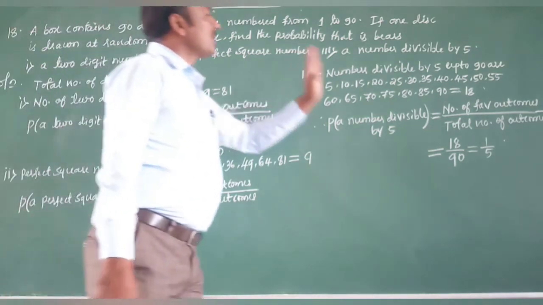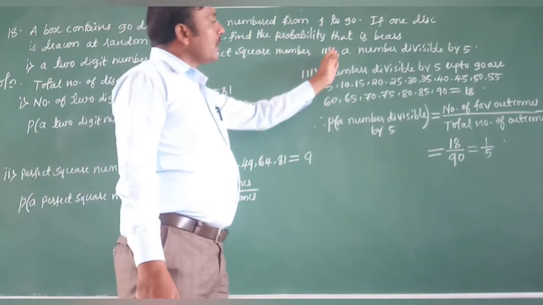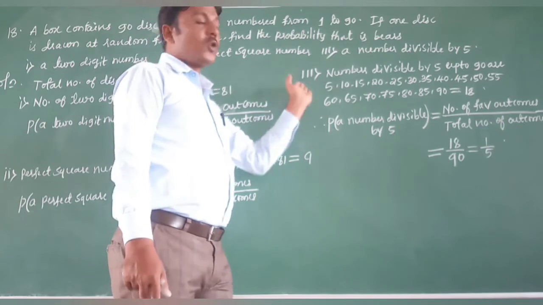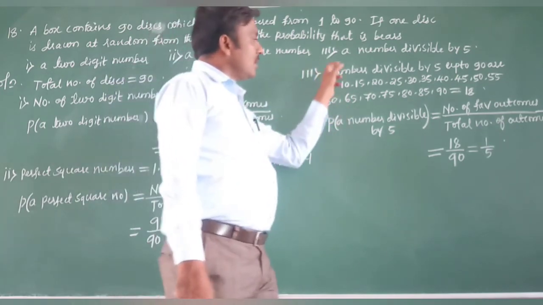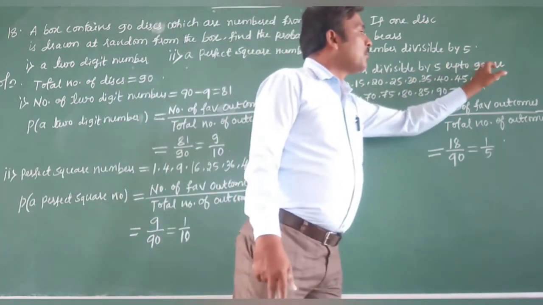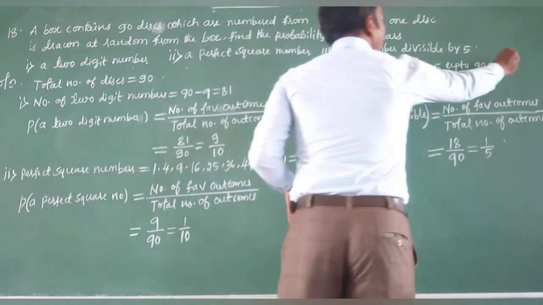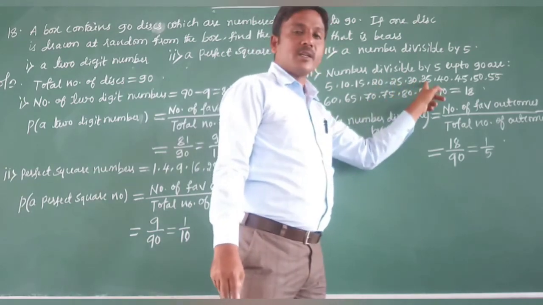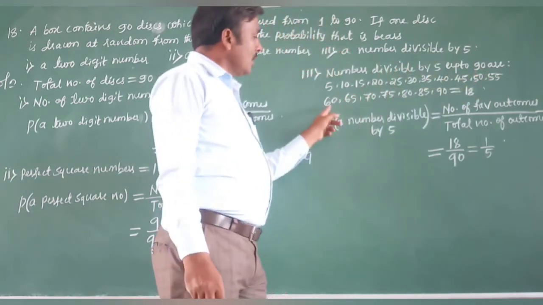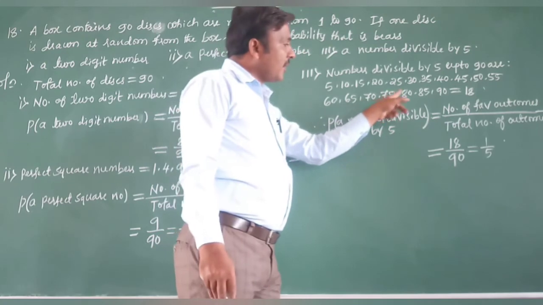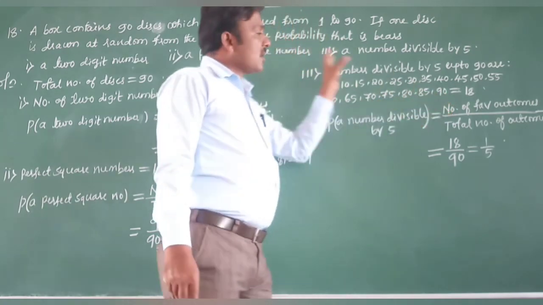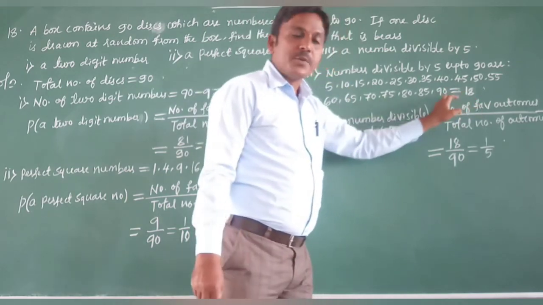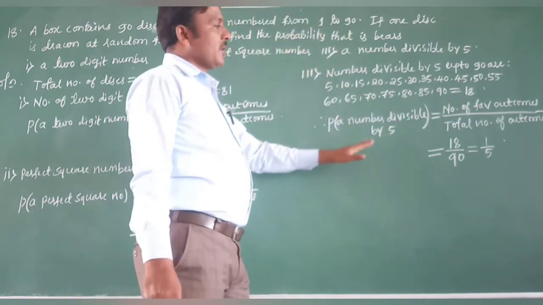Now come to the third question from this only. A number divisible by 5. How many numbers are divisible by 5 from 1 to 90? We have to write first. Numbers divisible by 5 up to 90 are 5, 10, 15, 20, 25, 30, 35, 40, 45, 50, 55, 60, 65, 70, 75, 80, 85, 90. These are the numbers divisible by 5. So total 18 numbers are divisible by 5 from 1 to 90.